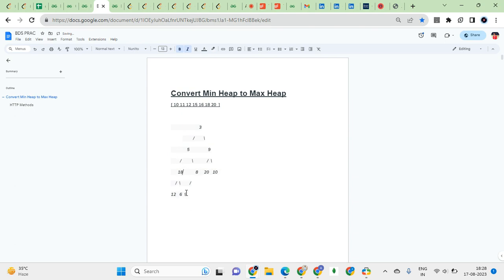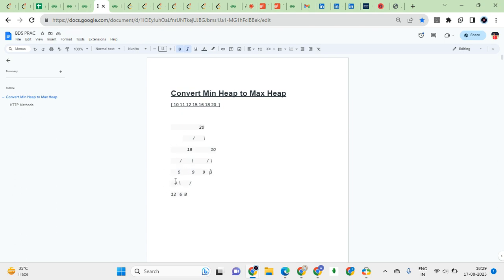It's fine as of now. Similarly, 8 comes down, 9 comes up. Now 18 comes up again, 5 comes down. Then over here 20 comes up, 9 comes down, and 20 comes up, and 3 comes down. Now 10 comes up, 3 comes down. This is the heapify process. Anything else? I think it's fine now.